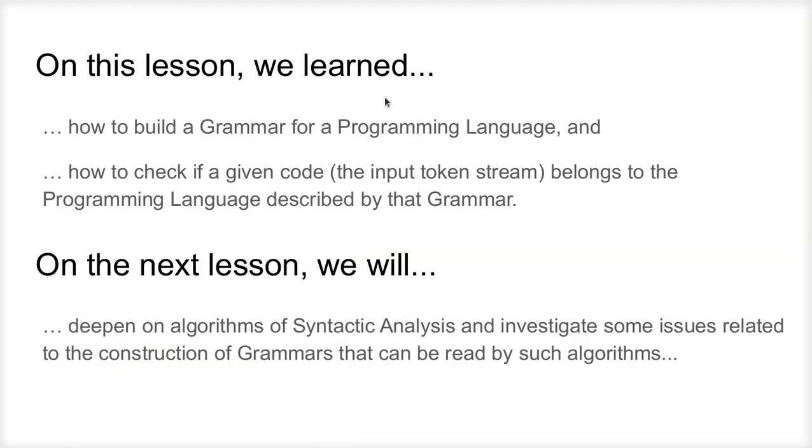So in this lesson we learn how to build a grammar for a programming language and how to check if a given code, that is the input token stream, belongs to the programming language described by the grammar. In the next lesson we will deepen on algorithms of syntactic analysis and investigate some issues related to the construction of grammars that can be read by such algorithms.